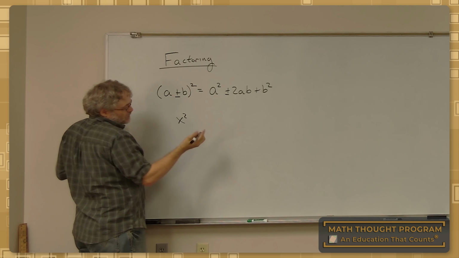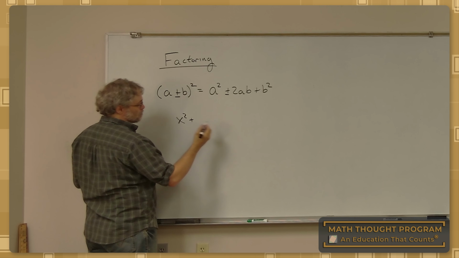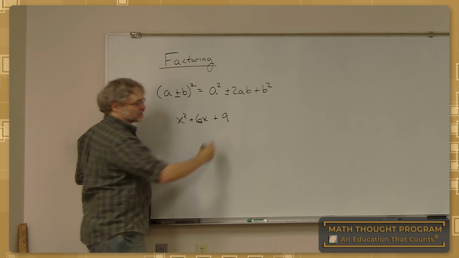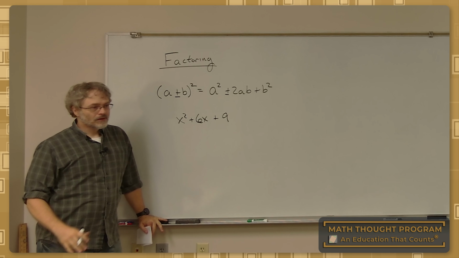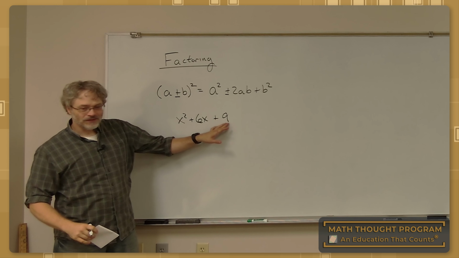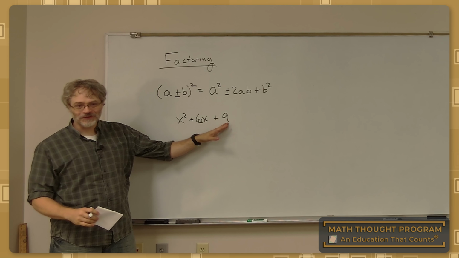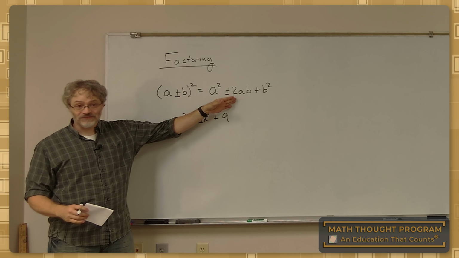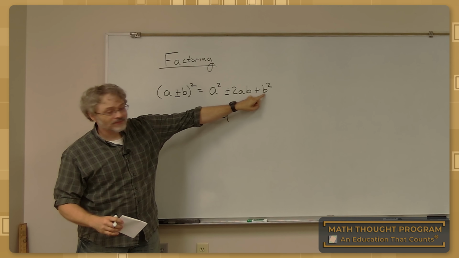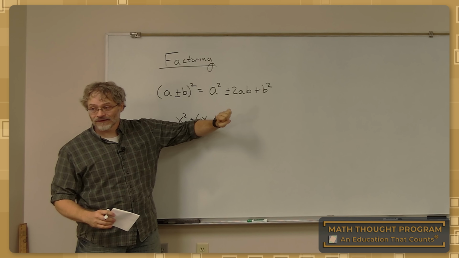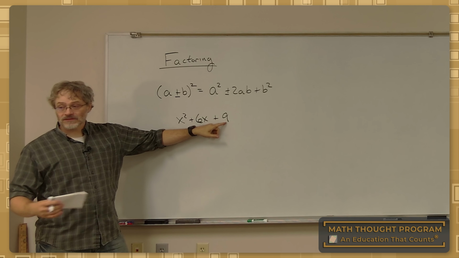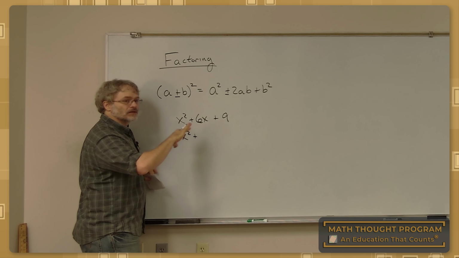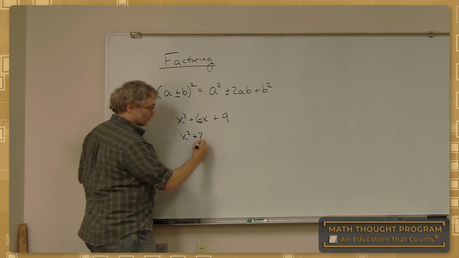So let's say I have x squared, and let's say I'm going to have 6x and then plus 9. If I see a perfect square in the end, oh, I get a little excited because I'm thinking that's probably going to fit the form because that's a perfect square. So 9 is going to be 3 squared.